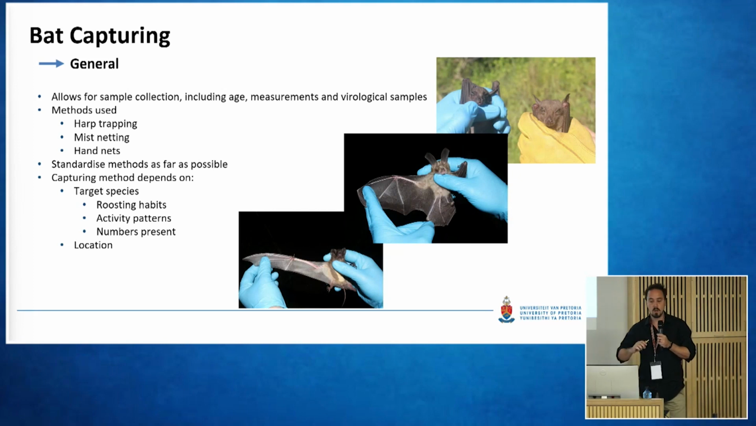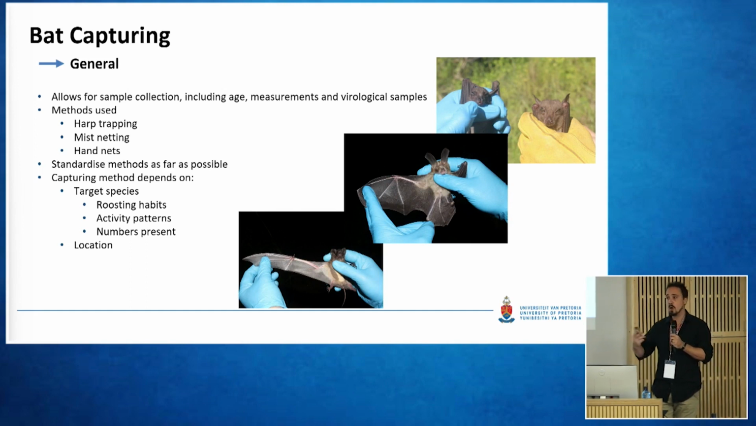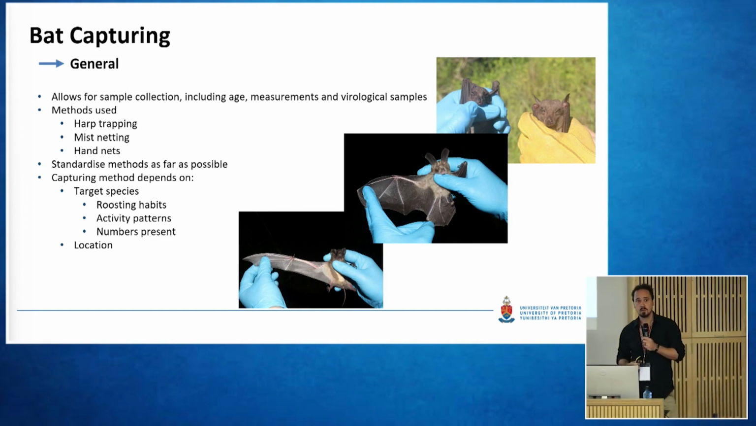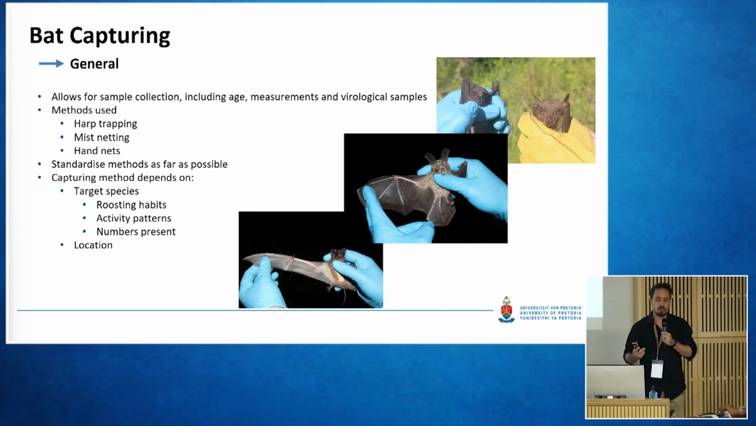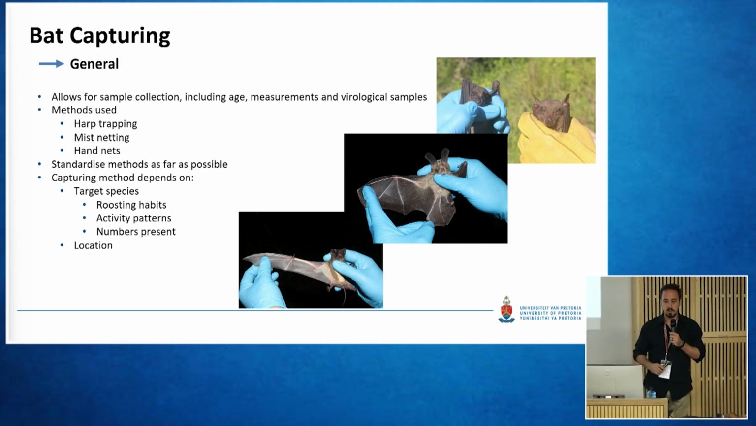So firstly, just with bat capture. To capture bats allows us to collect samples, and this includes obviously the virological samples that we've been talking about quite a lot, but also general ecological data, so age, measurements, and those types of things.